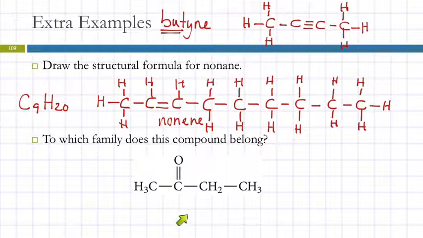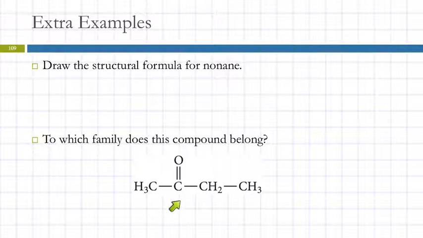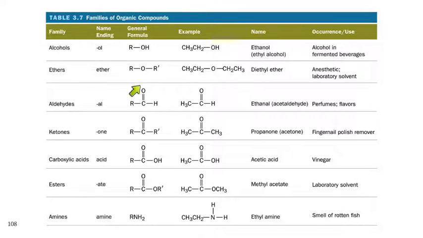This is the sort of question that I would not ask you on an exam, but it could show up on homework. To which family does this compound belong? I would expect you to need this chart. So here we've got this carbon double bonded to oxygen, and then look what's attached to this carbon. It's other carbons, right? So when we look over here, there's several that have the C double bond O. This one's got oxygen, that one has oxygen, it can't be one of those.